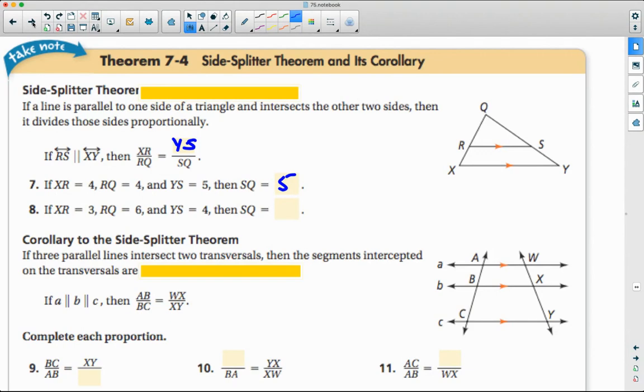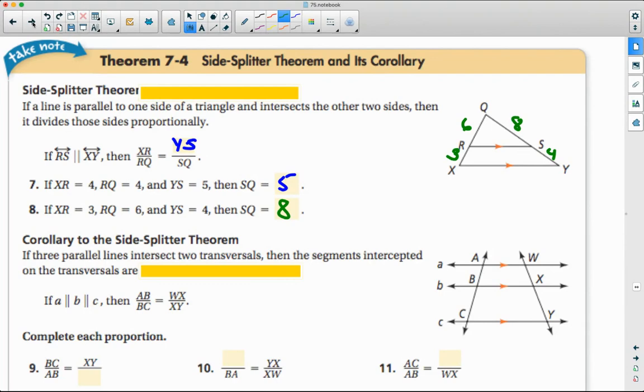But now, R and S don't have to be midpoints. So now instead of cutting them equally or congruently, we're just cutting them proportionally. So if XR is equal to 3 and RQ is equal to 6, you can see that the ratio is like 2 to 1, right? If YS is 4, then this one has got to be 8. So it has a ratio of 2 to 1 or 1 to 2, depending on how you look at it.